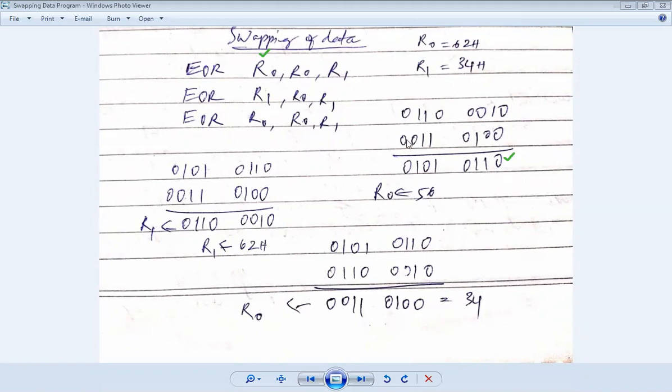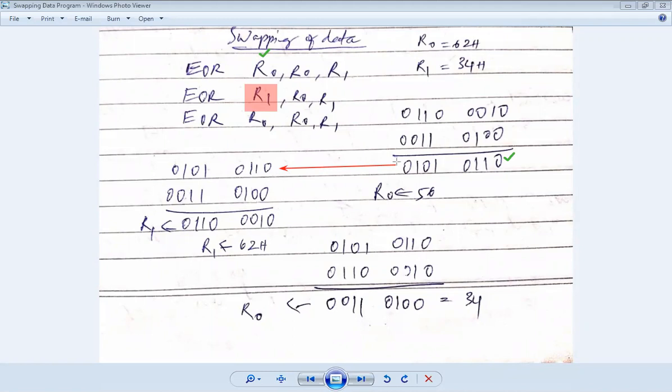Now again, with this updated value, I have to XOR with R1. R1 is already here, 34. I'm going to take this new value and do an XOR operation, and this result should be sitting in R1. Which means now the value of R1 is getting updated. R1 will have 0110 0010. Okay.